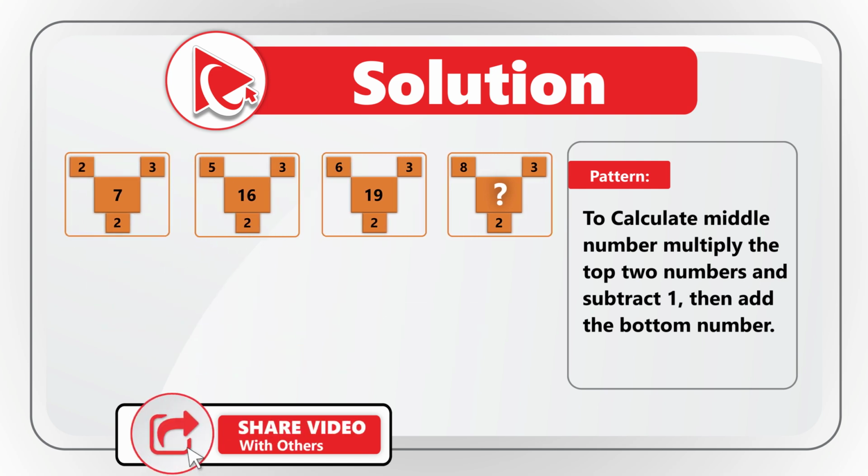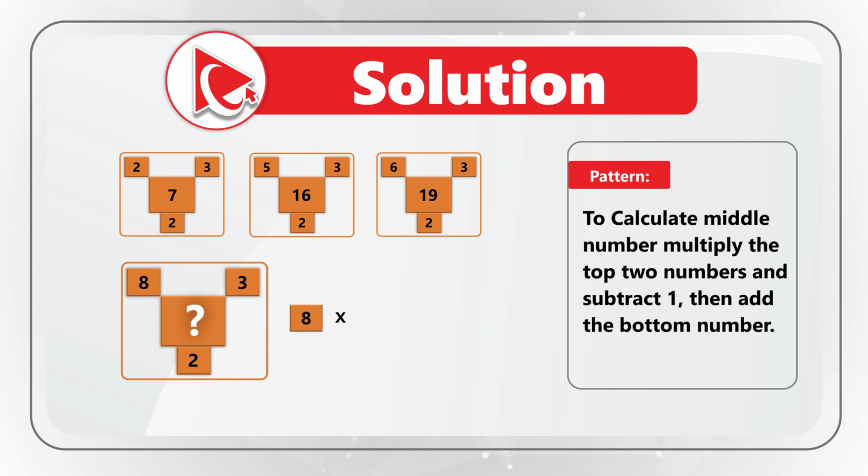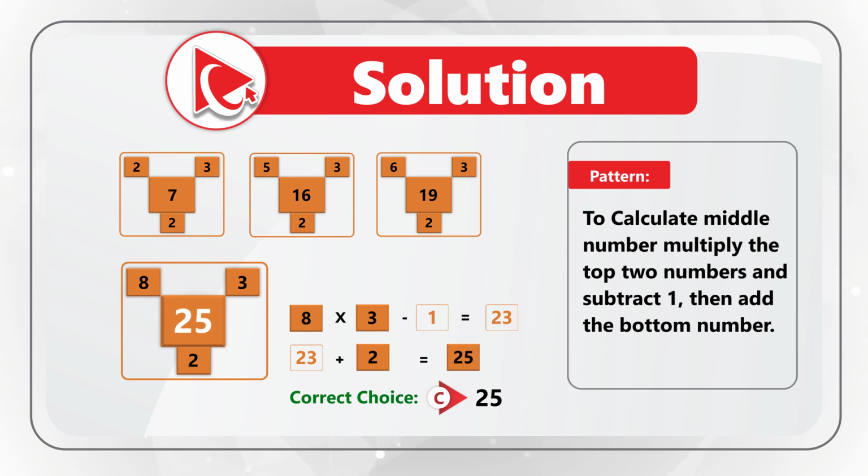Let's apply the same pattern to the shape with the missing number. 8 multiplied by 3 minus 1 equals 24 minus 1 equals 23. 23 plus 2 equals the missing number, which means that the missing number is 25. So the correct choice here is choice C, 25. Did you see any other patterns or find better ways to solve it? Please make sure to post your answer and rationale in comments.